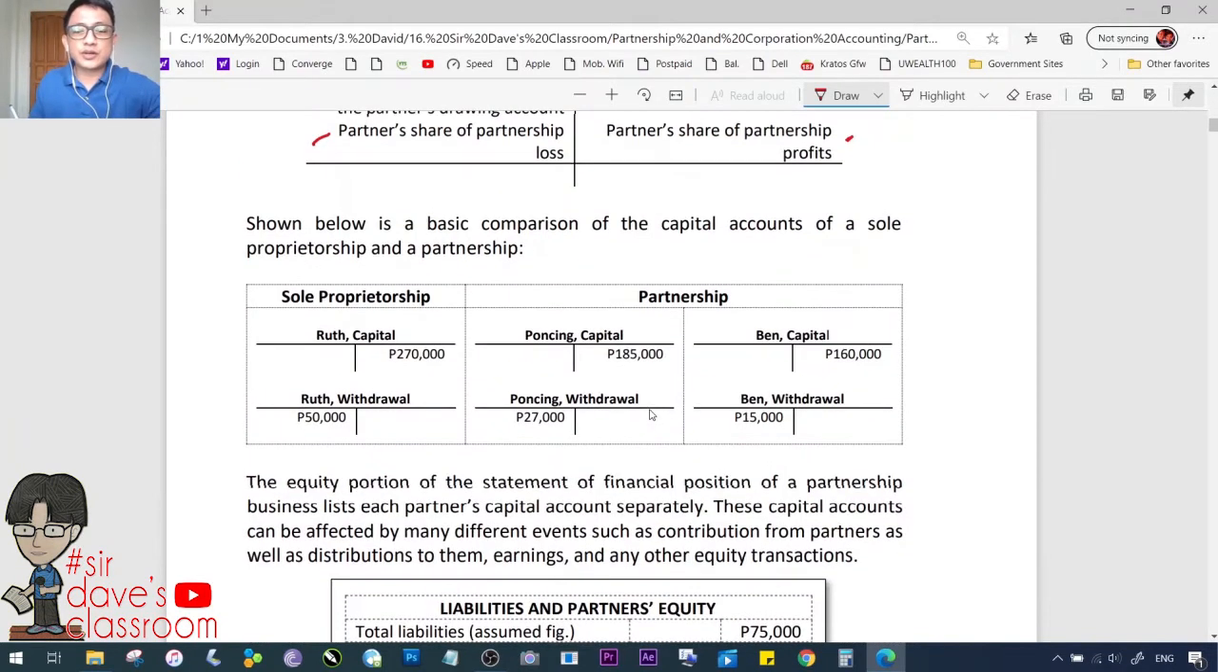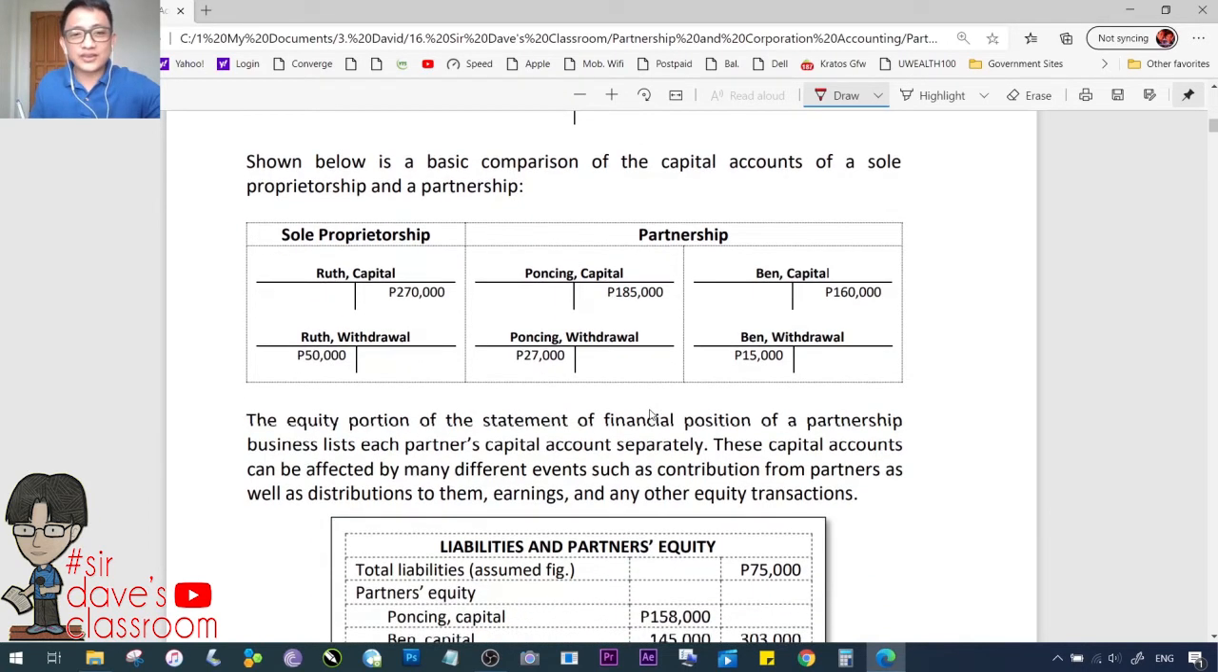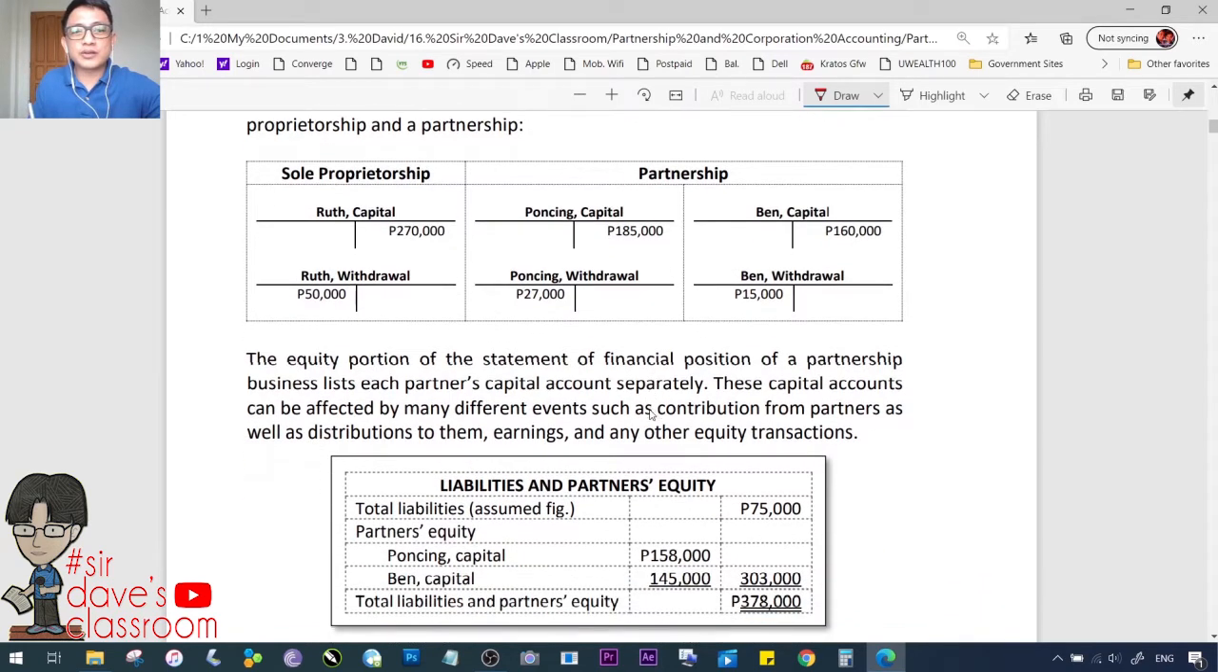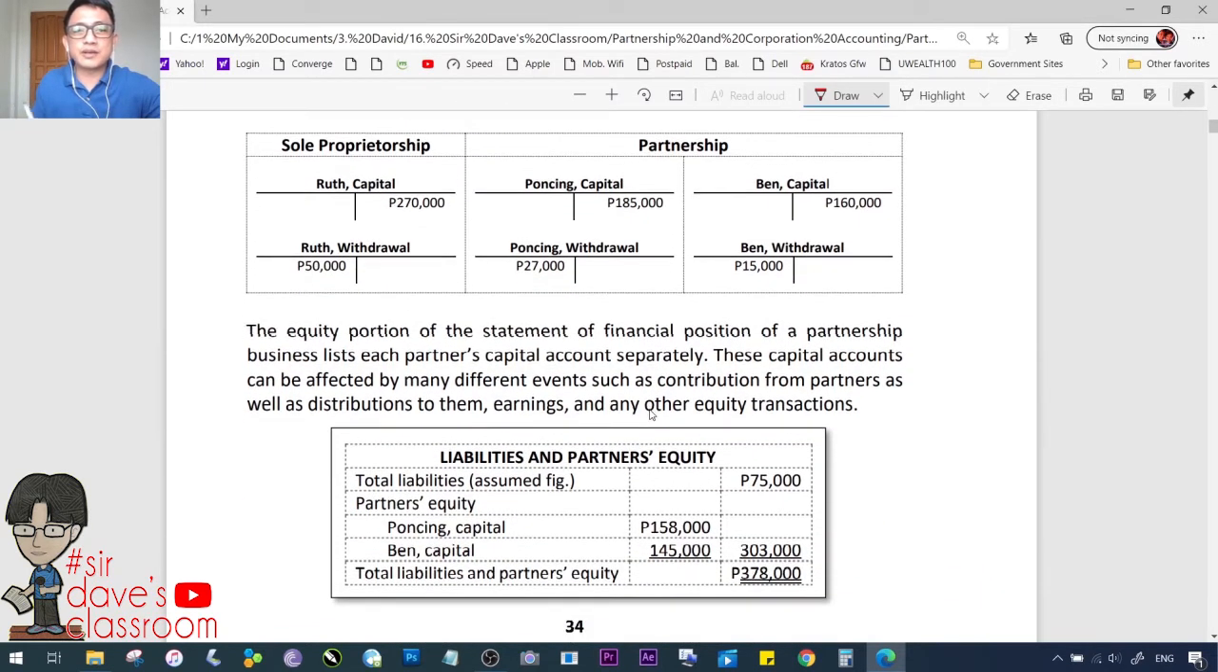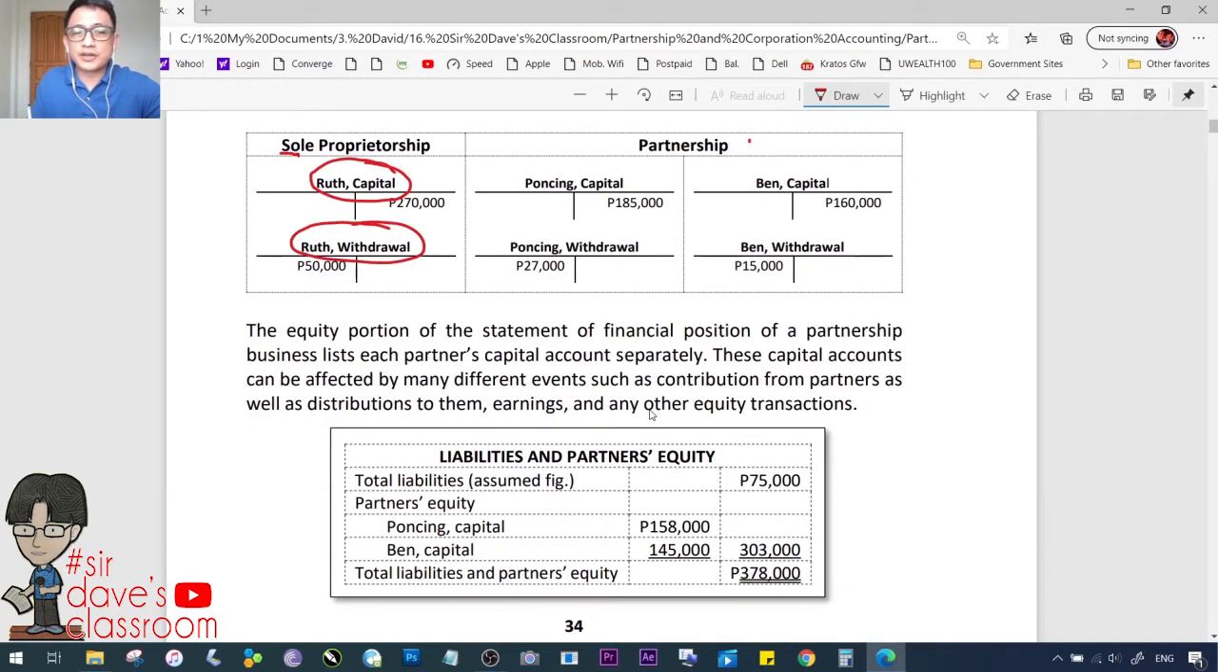Shown below is a basic comparison of the capital accounts of a sole proprietorship and a partnership. So dito pinakita natin class. Alright? Kahit very self-explanatory, sole proprietorship, tulad ng sabi natin, only one owner. So, isa lang yung capital at saka isa din lang yung withdrawal account. Okay? For partnership, 2 or more individuals owning the business. So, dito dalawang owners, si Punsing at saka si Ben. Okay? Tigisa sila ng capital and withdrawal accounts.